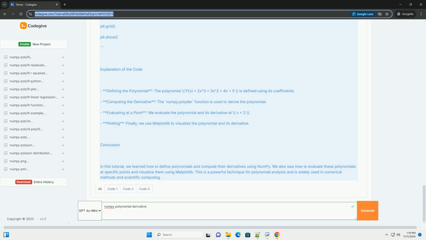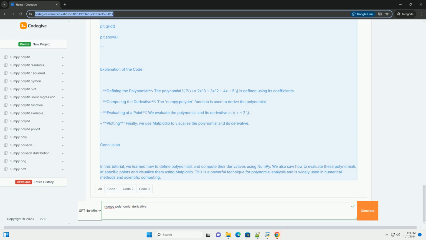Using NumPy for polynomial derivatives. NumPy provides a convenient way to handle polynomials through its numpy.poly1d and numpy.polyder functions. The numpy.polyder function allows us to compute the derivative of a polynomial represented in coefficients.